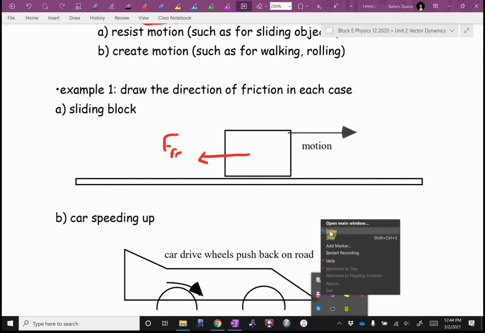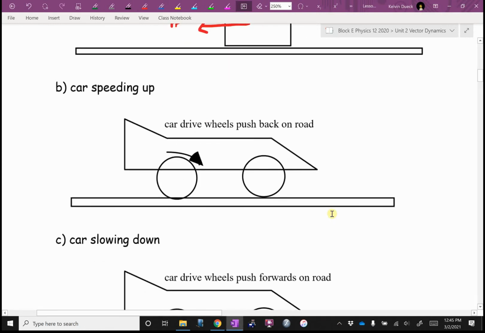Is it morning? The really tricky one is the next two diagrams. A car speeding up. People want to think that the force that makes a car speed up is F engine or F tires. It's not. Although, by the way, if it was F engine or F tires, cars could drive on ice just fine. It's friction.